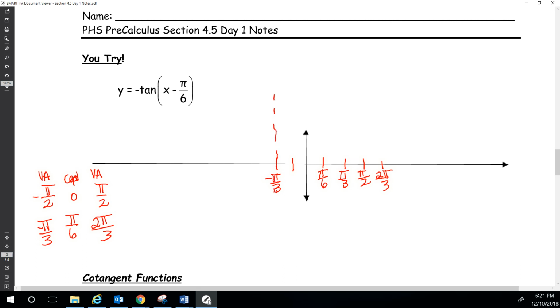So here's an asymptote. Here's my other asymptote at 2 pi over 3. And in the middle of these guys is where we're crossing the x-axis. And we're going to start high and end low because we've got a negative sign. So start high and end low.